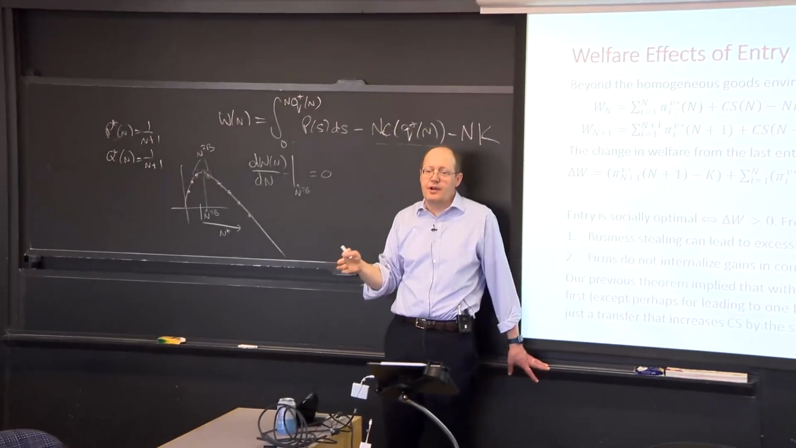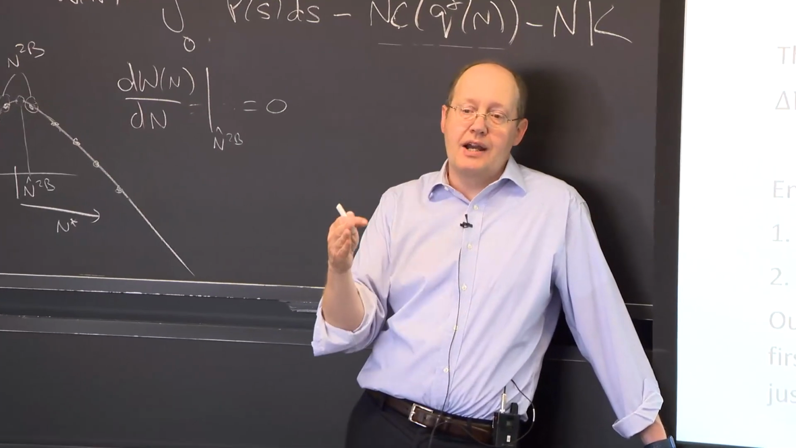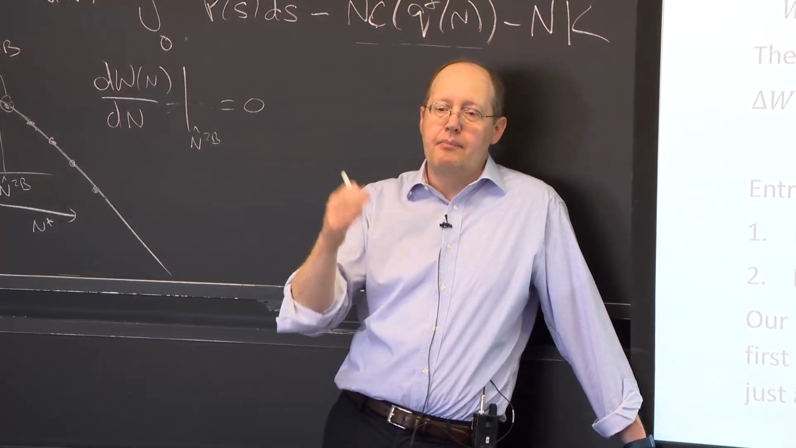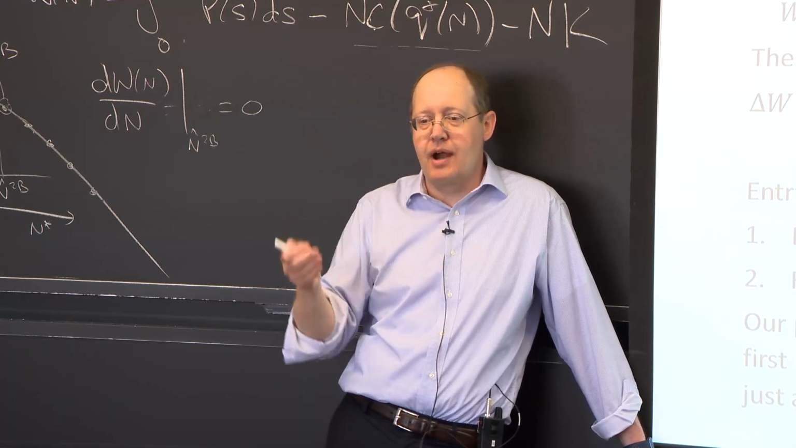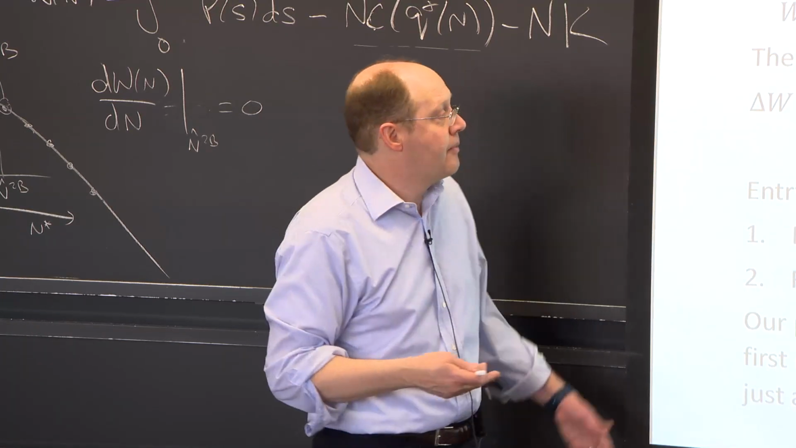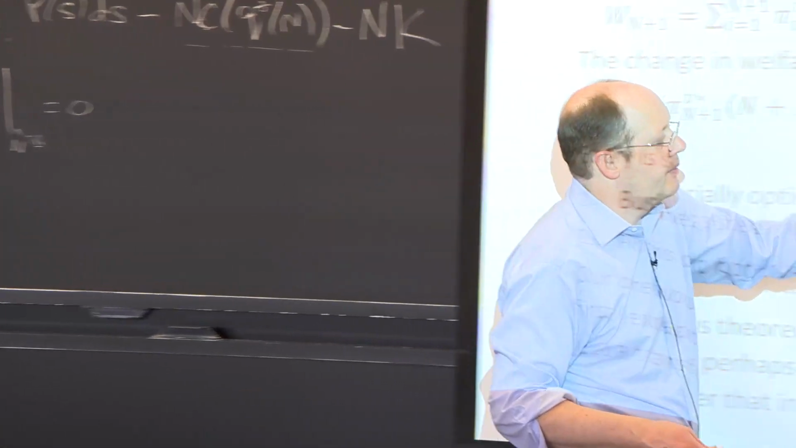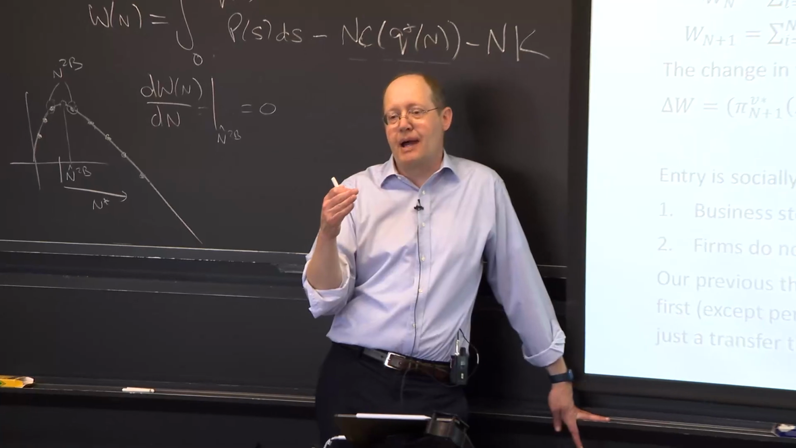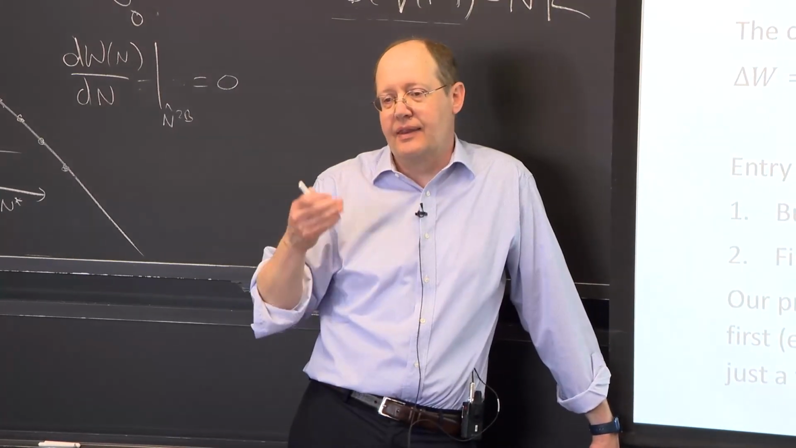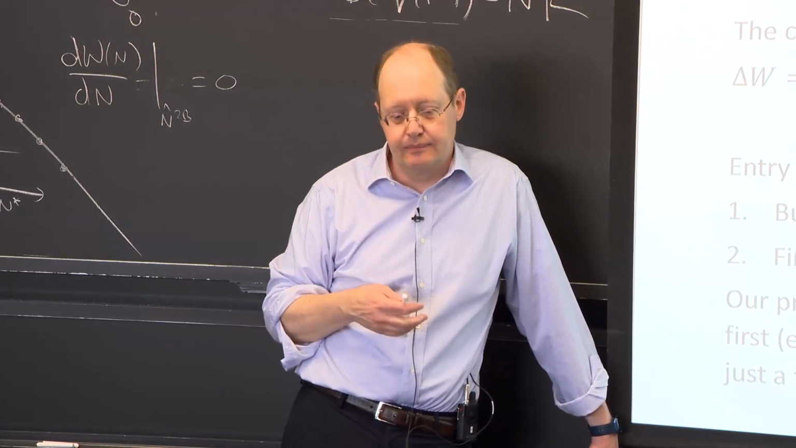Firms not internalizing consumer surplus is why you get too few firms in the Bertrand model. In the Bertrand model, firms don't realize, I come in, yes, I lose some money, but all those consumers are way better off because the price drops so much. But in another model, it's that firms don't realize, I come in, I don't make that much money, but consumers are so happy to have my product that social welfare is better.